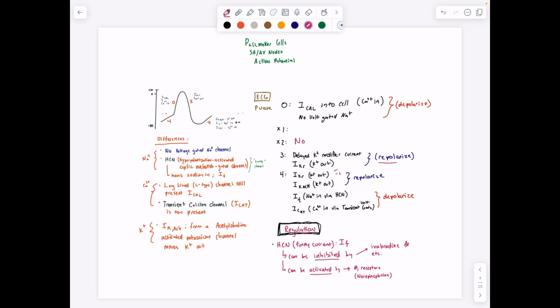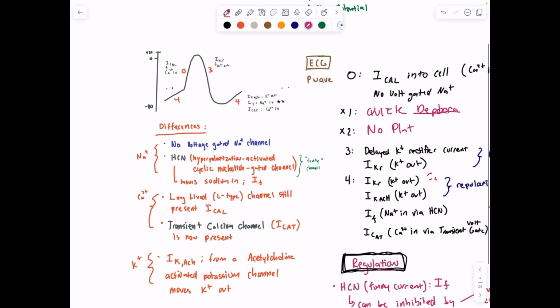And so that means they have no plateau and they don't have the quick depolarization. All right, and so why is that the case? Well, they do not express the fast sodium channel. That's the first one. So that's why we don't have phase 1. They also are going to have a couple of new channels.